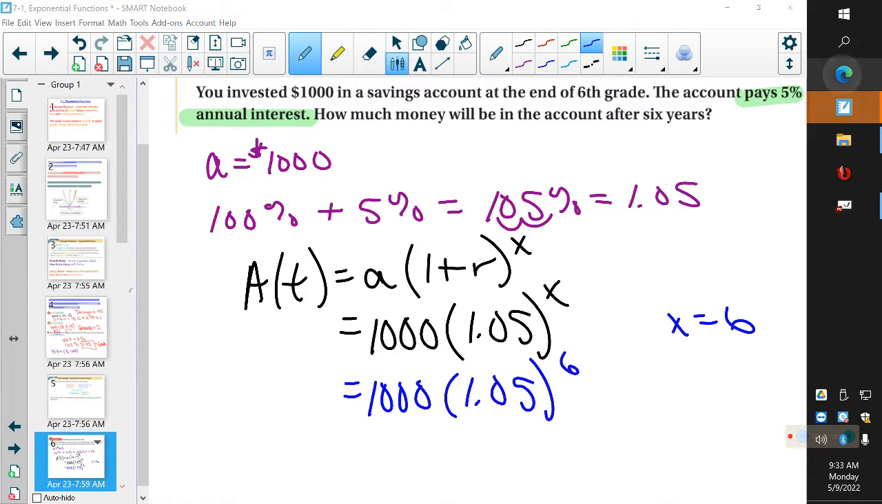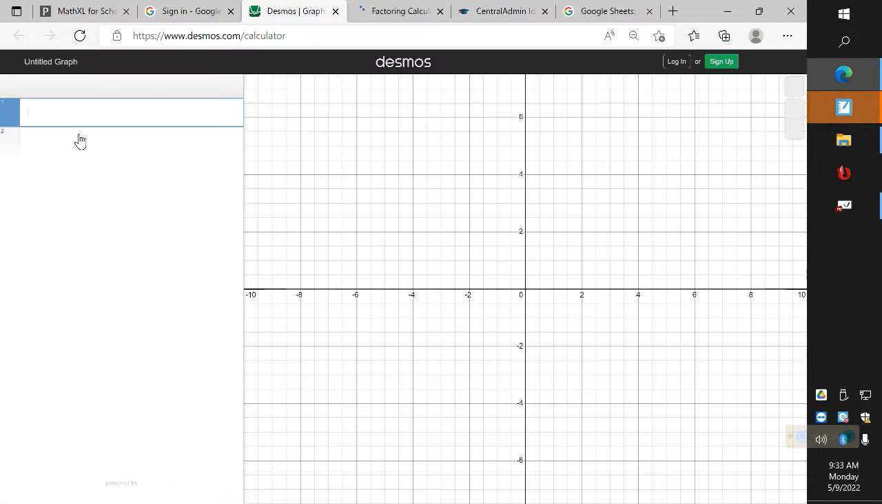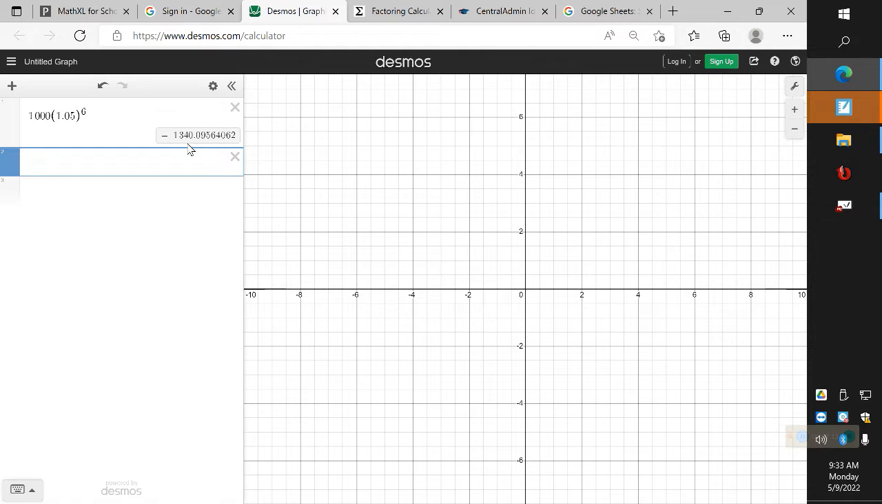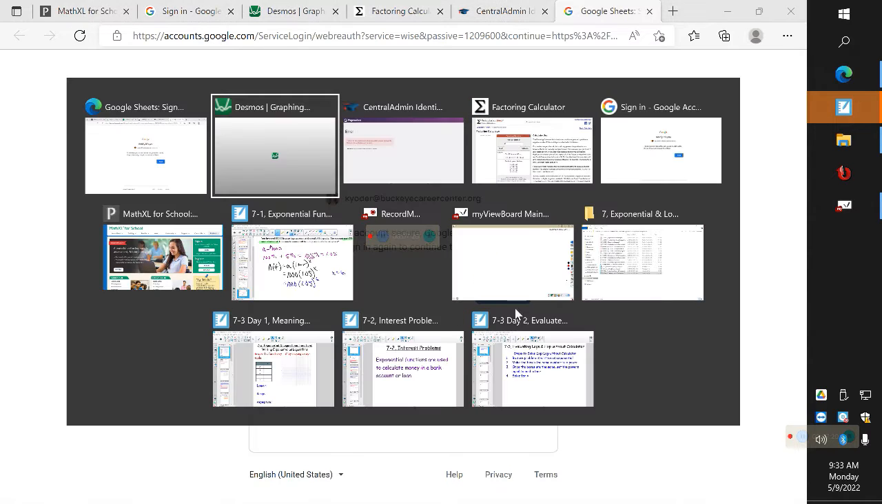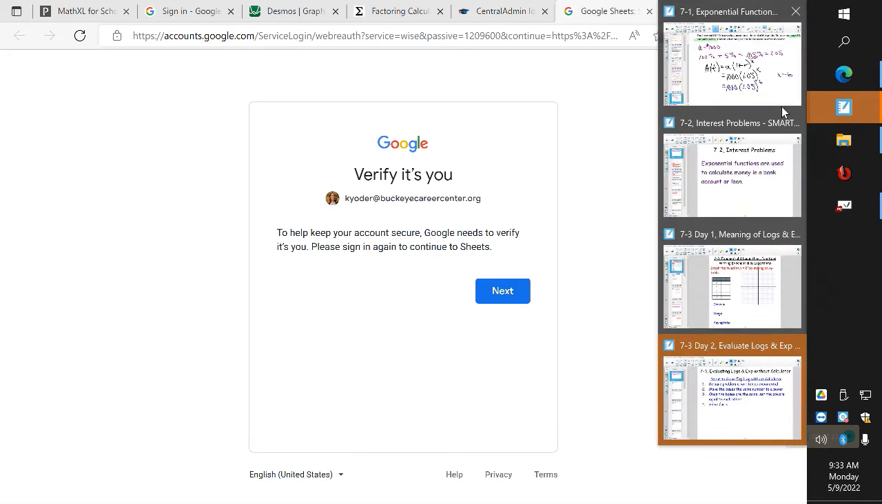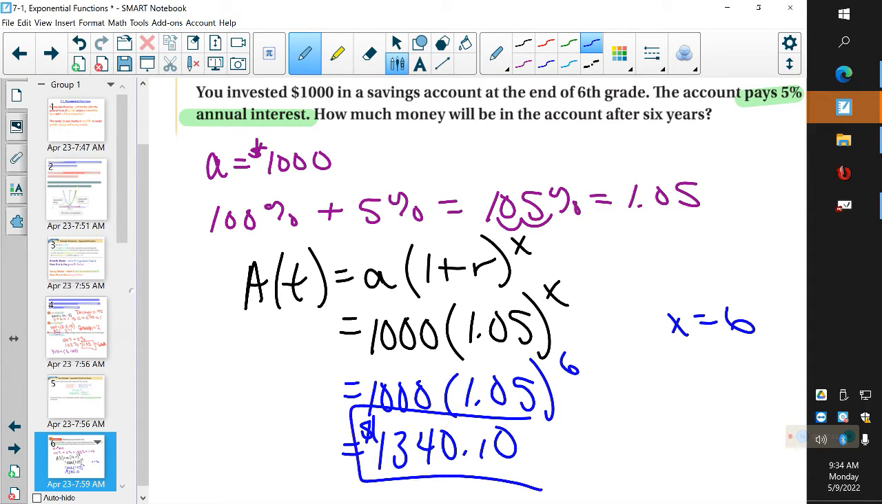So if I come over here to Desmos and I type this in exactly the way I have it, 1,000 parenthesis 1.05 raised to the 6th power. That means I'm going to have $1,340.10. So that's how much money we will have in our account. This is the answer to our problem.